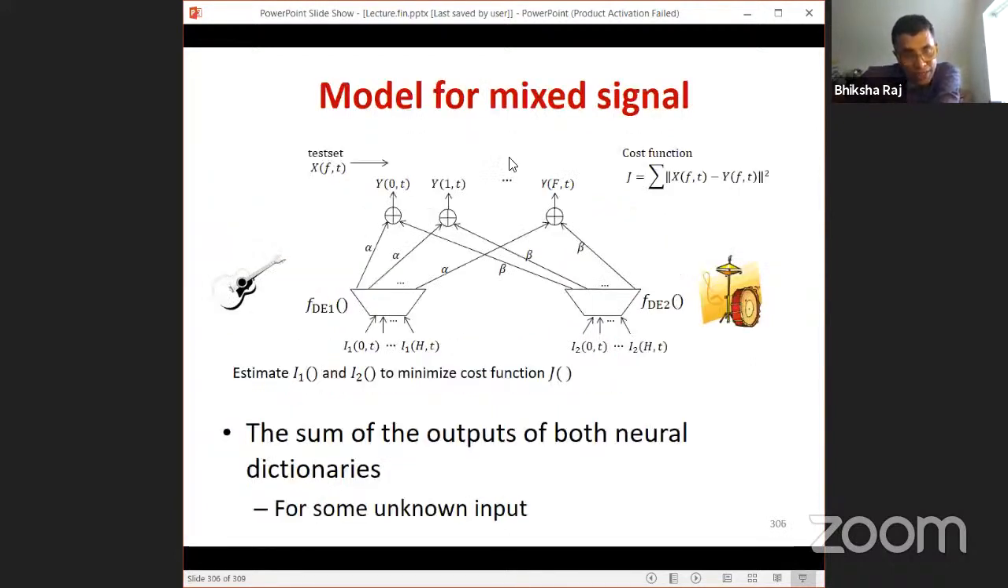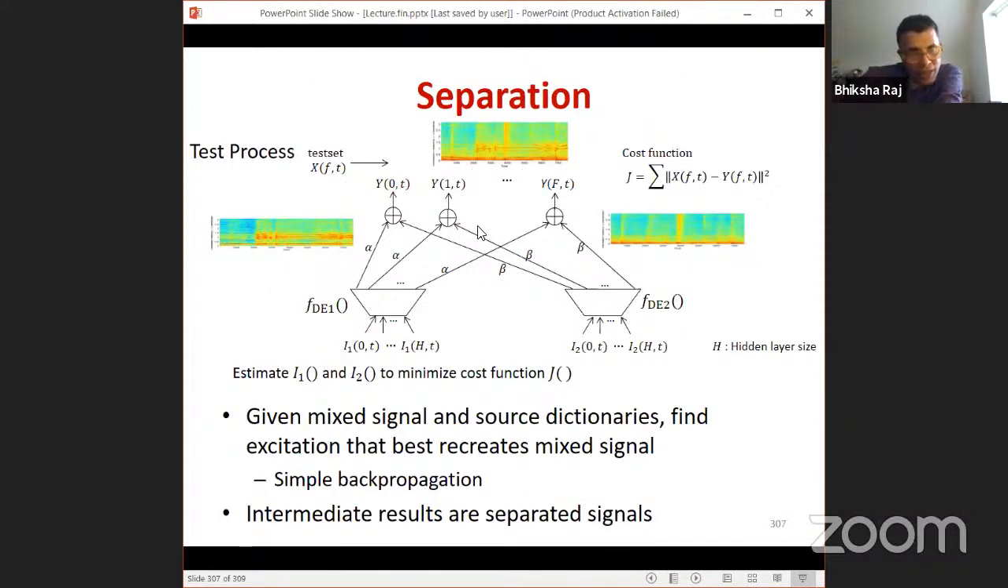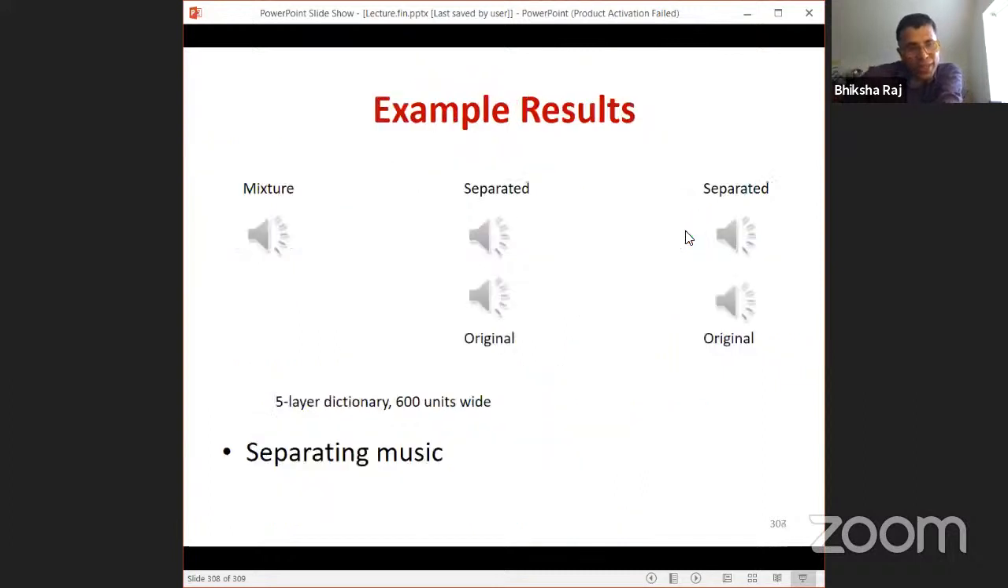And now when I get a mixed recording of guitar and drums, I'm going to take the decoders and ask, how do I excite the guitar dictionary and the drum dictionary so that when I add their outputs, the resulting sound is this mixed recording that I'm listening to. And this I can do through backpropagation. I have the entire network, but now I'm going to use backpropagation to estimate the inputs to these dictionaries to best approximate this mixed sound. And then subsequently, once I've learned the inputs, the output of the individual dictionaries before summation is going to give me the separated sounds. So let's see how that works. In this case, we actually use two wind instruments.